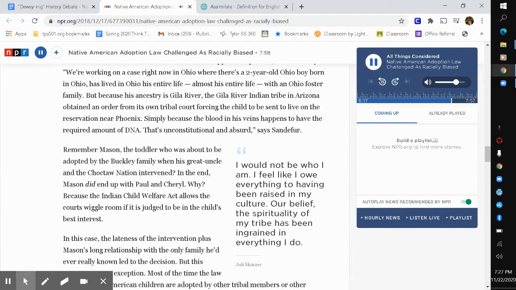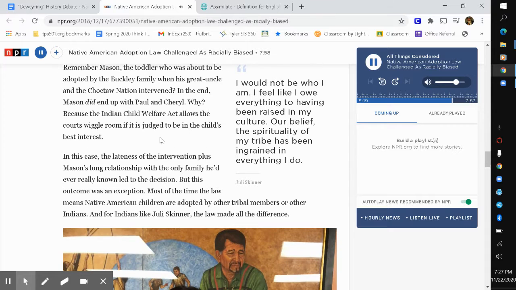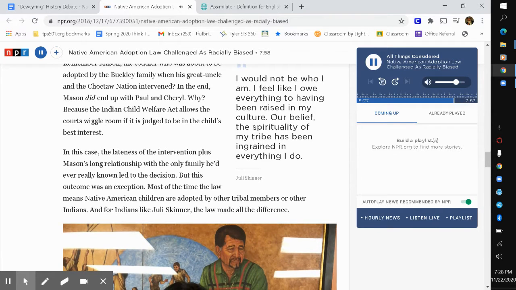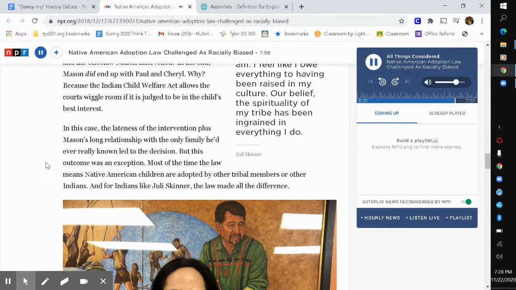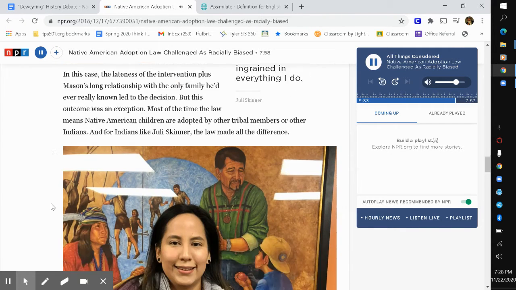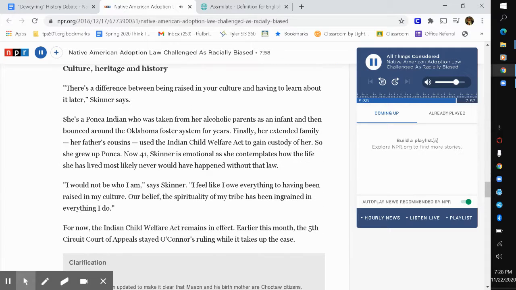Plus Mason's long relationship with the only family he'd ever really known decided it for the Buckleys. But this outcome was an exception. Most of the time, the law means Native American children are adopted by other tribal members or other Indians. There's a difference between being raised in your culture and then having to learn about it later. You lose the protective factor, the part that grounds you as a person, when you have to learn about it through a book, than if you have been raised that way.